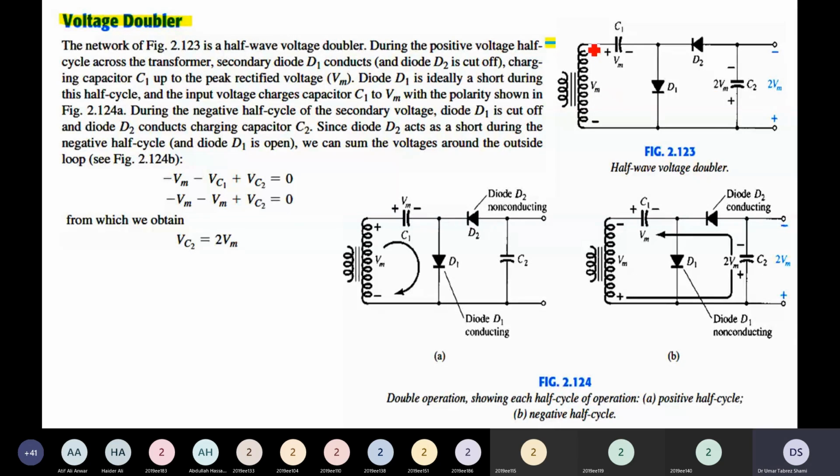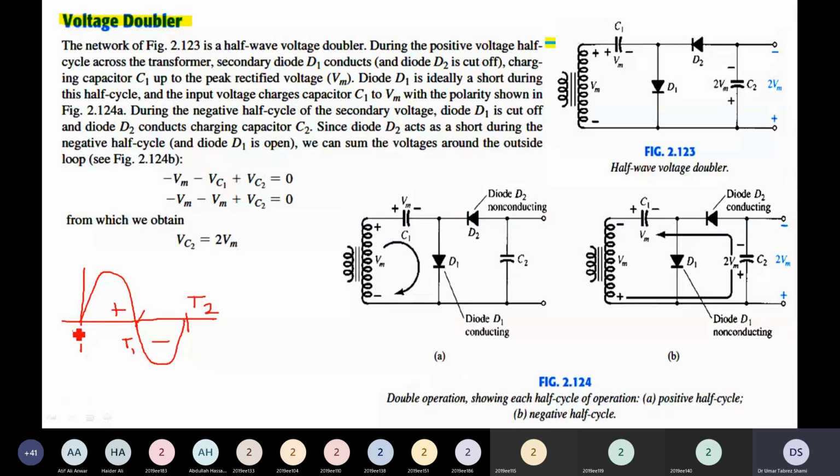The input voltage at the secondary of the transformer will be a sine wave like this shown, from 0 to time T1 and then from T1 to time T2. The sine wave is positive from 0 to time T1, and the sine wave is negative from T1 to time T2. So let us analyze them for each half.